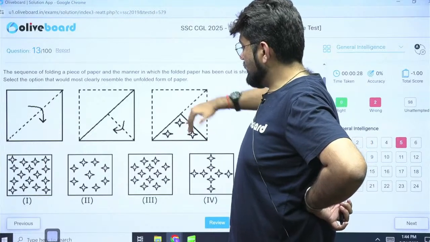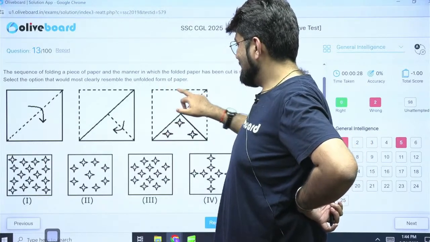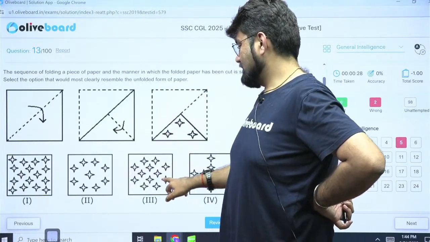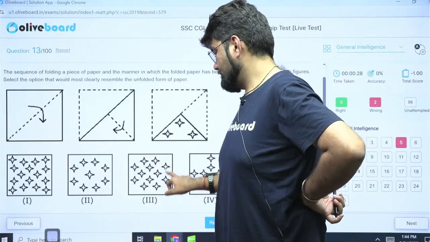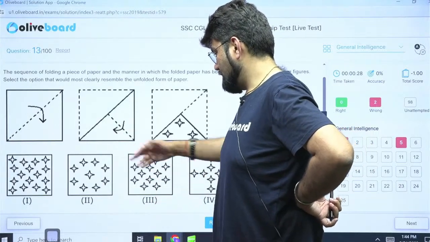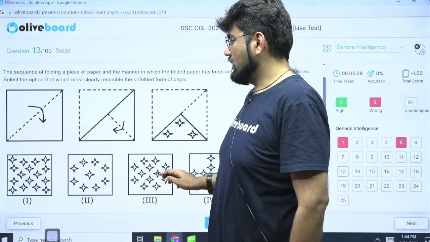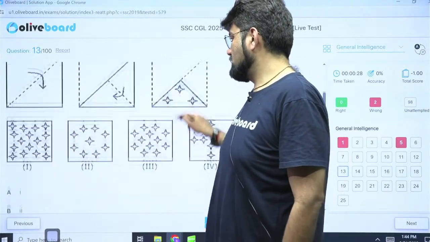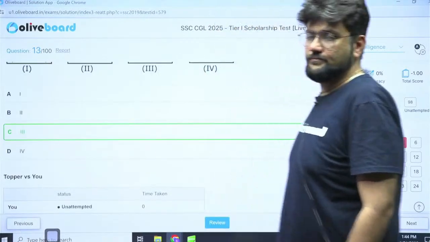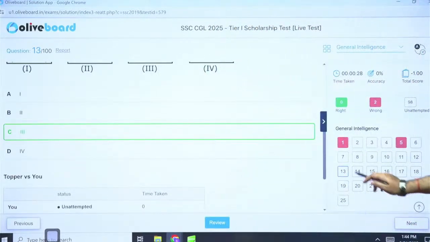And when you flip it here, there will be 4 triangles here, 2 triangles here. And this is clearly visible in figure number 3. 3, 3, flip it open, 4, 2. There is only one possibility, no else. So figure 3 is the correct answer. Visual question, not difficult at all.